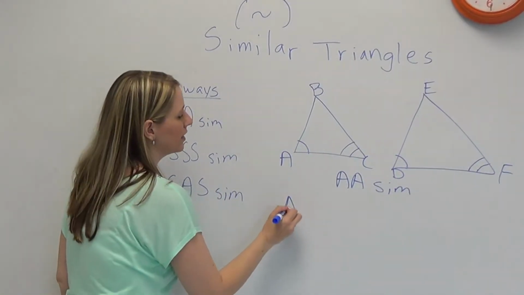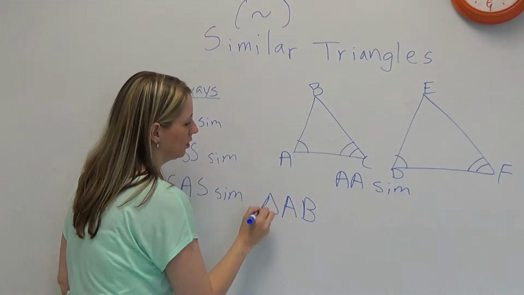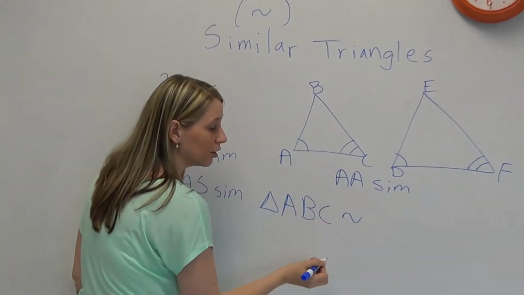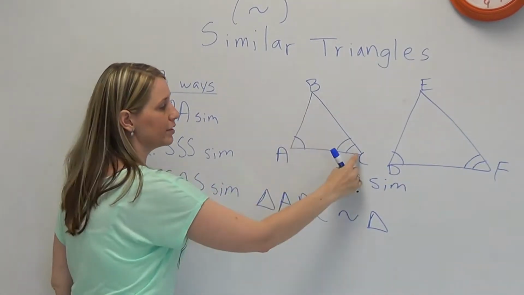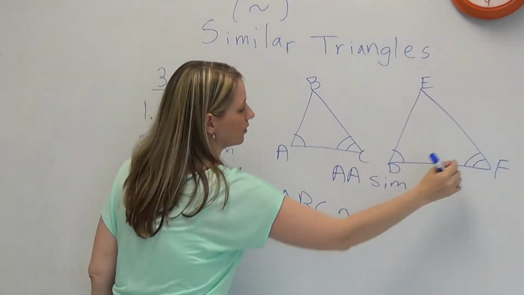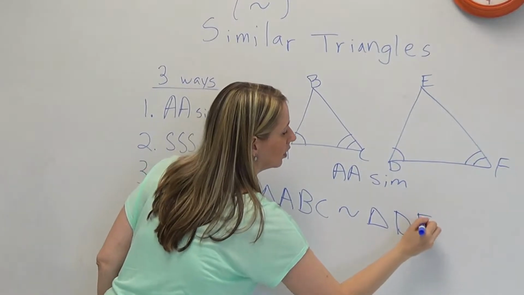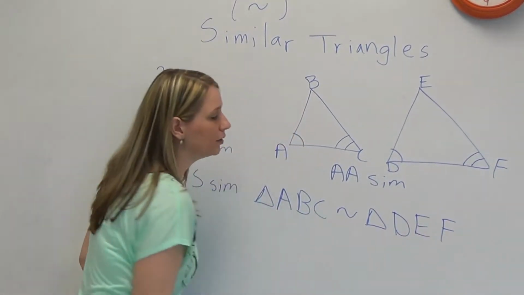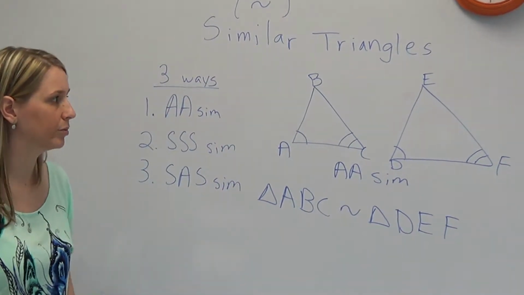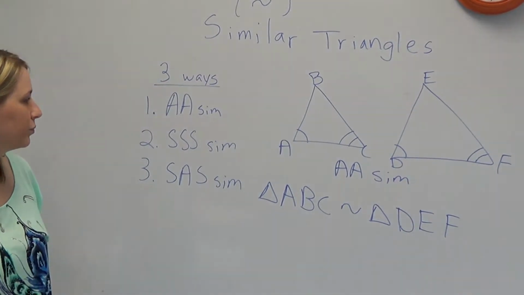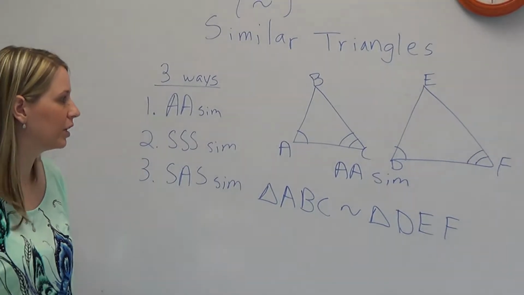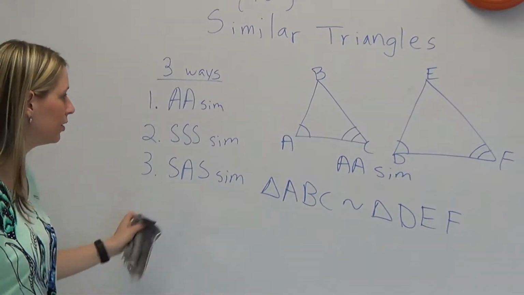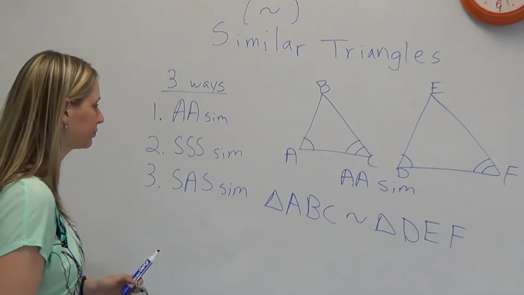Okay, so if I say that triangle ABC is similar to triangle, the order of the letters does matter. If I do A, B, C, then I have to do D, E, F. Okay, so that means the triangles are similar. That's angle-angle similarity. That's actually the easiest one, so not a lot of going on there, but when we get to the second one, it will be harder.